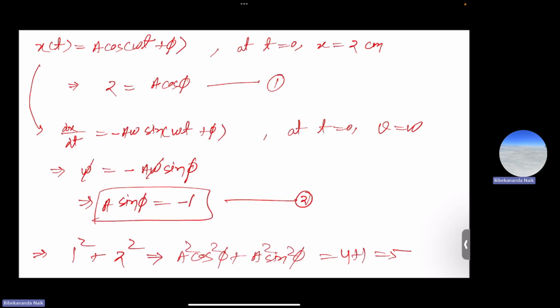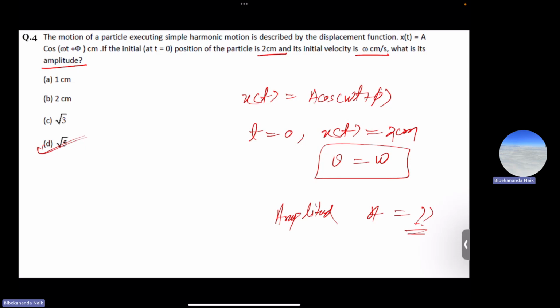This is the answer. So the correct option is option D. So here x equals a cos(omega t plus phi) was given to us. Then there was a condition that at t equal to 0, the particle position is 2 centimeter, and at t equal to 0, the particle velocity is omega.